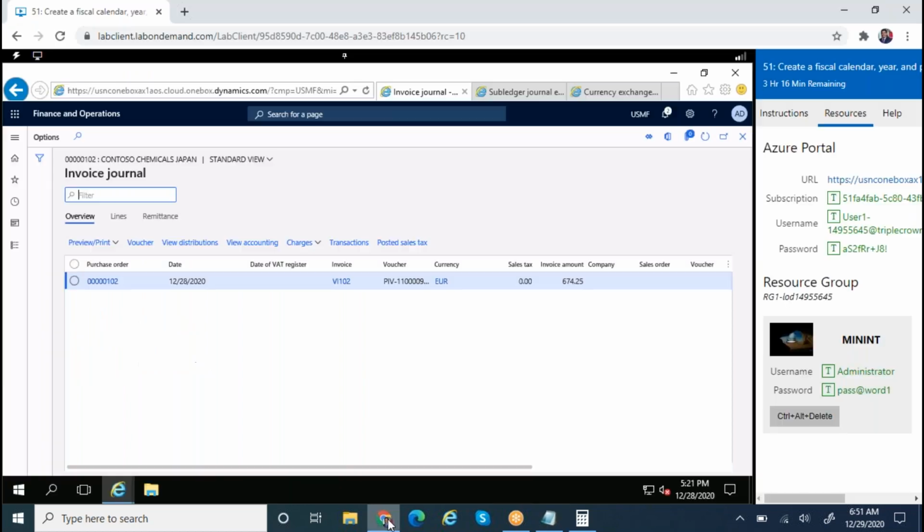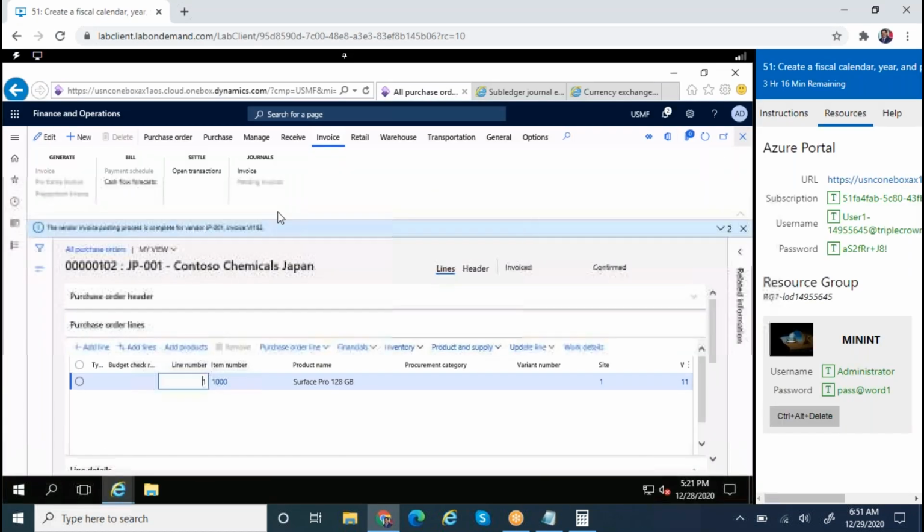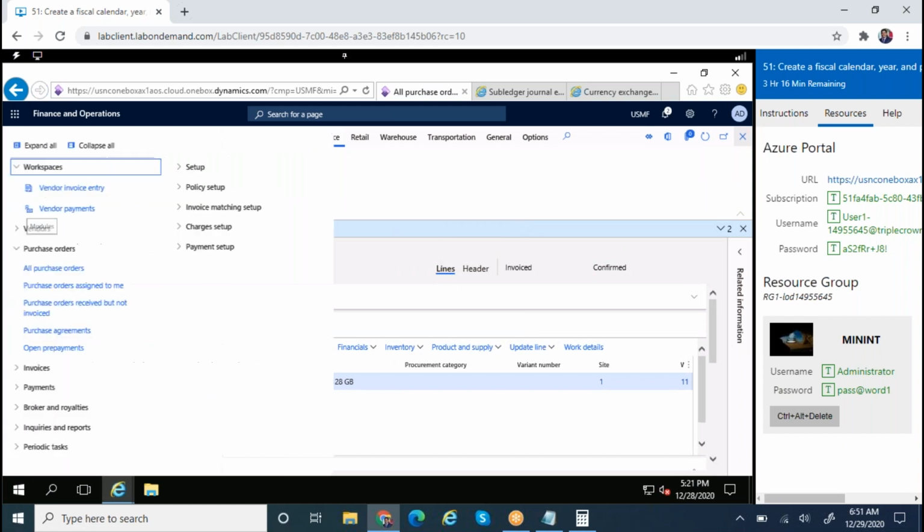Okay, so let me show that one quickly. So, the tax module.